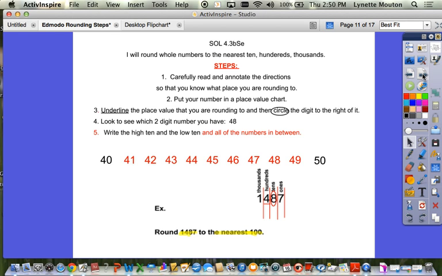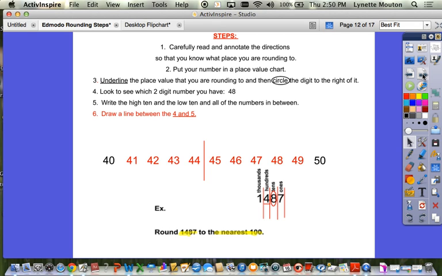Who knows the very next step that we're supposed to do to complete this problem? The very next step. Write a line between the 4 and the 5. We've got to put our wall in between the 4 and the 5. Remember that there's not an equal number of numbers between the two tens, so there had to be some kind of rule. And the rule that they made was put a line between the 4 and the 5 because that's going to be where your cutoff is. Anything 4 or below is going to go to that lower 10. Anything 5 or above is going to go to that higher 10. Next step.